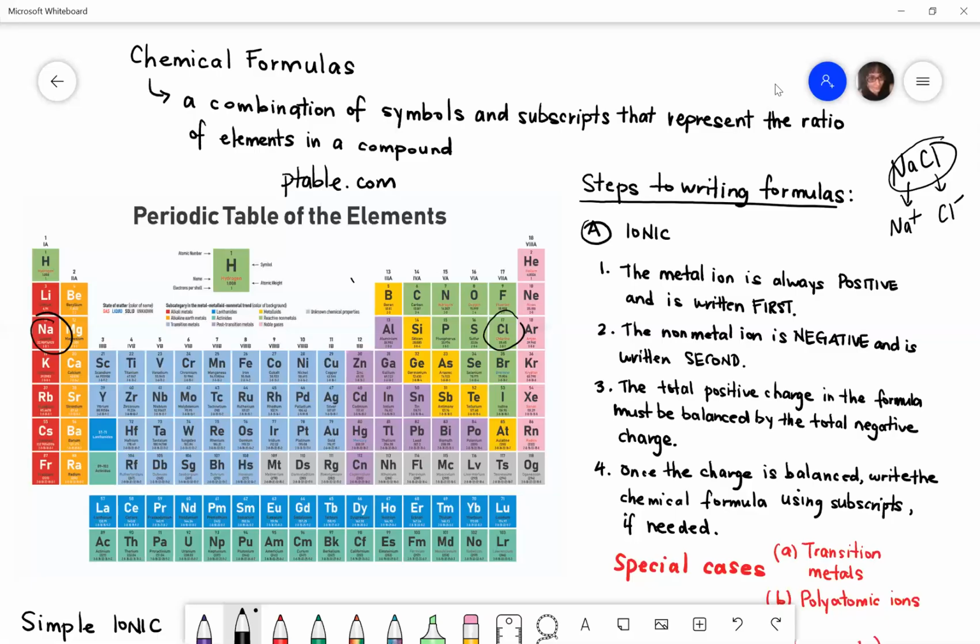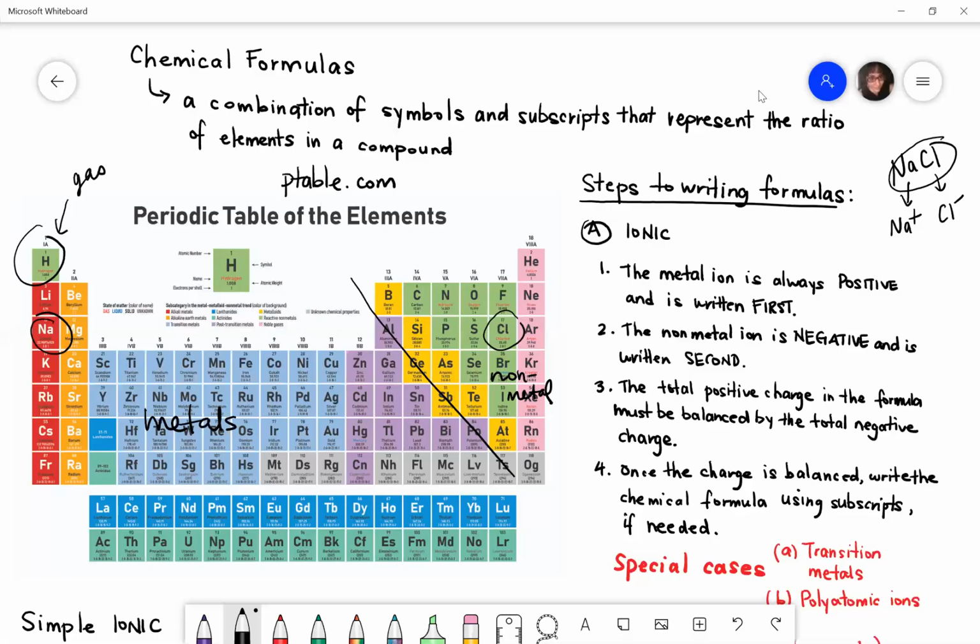Everything over to this side of the periodic table, these are all your metals, except for hydrogen. This is a gas. Everything over on this side is a nonmetal, so you have all of your halogens and so forth and your noble gases. So this will become helpful when you are naming an ionic compound and determining whether something has a positive charge versus a negative charge.